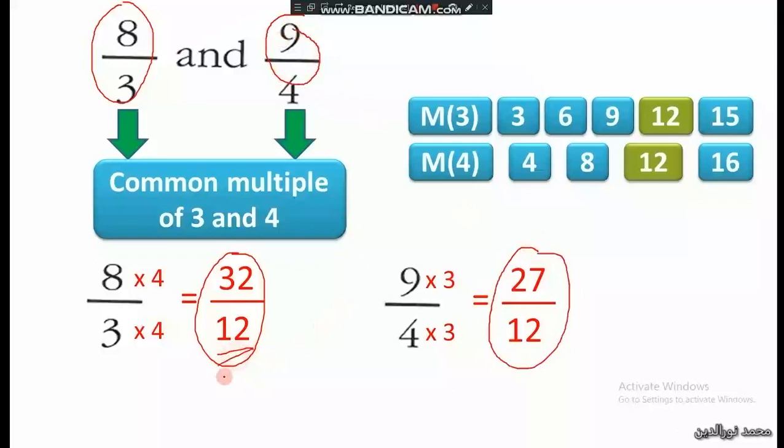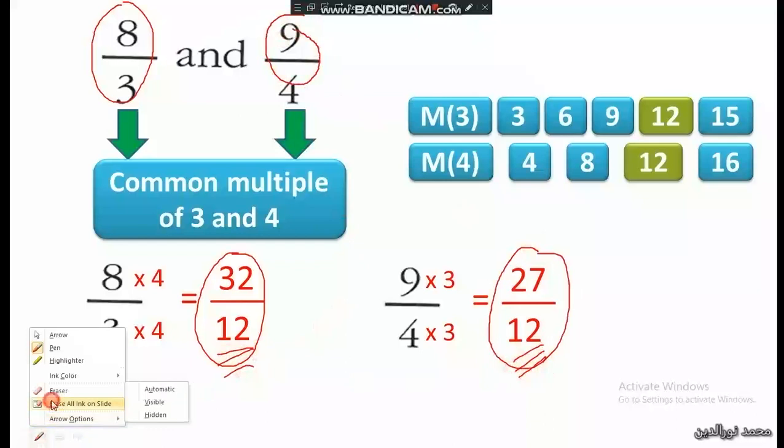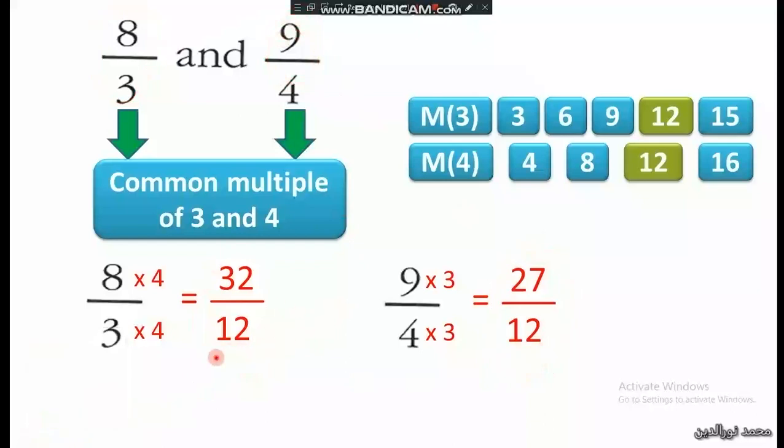And these fractions have the same denominator, so we could compare them easily now. Two fractions having the same denominator, we look at the numerator. The fraction that has the greater numerator is the greater one. So 32 over 12 is greater than 27 over 12, so 8 over 3 is greater than 9 over 4.